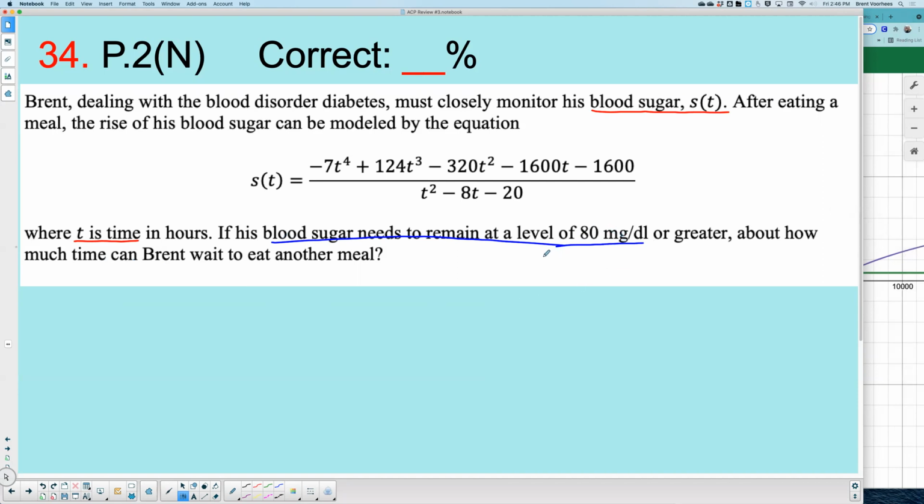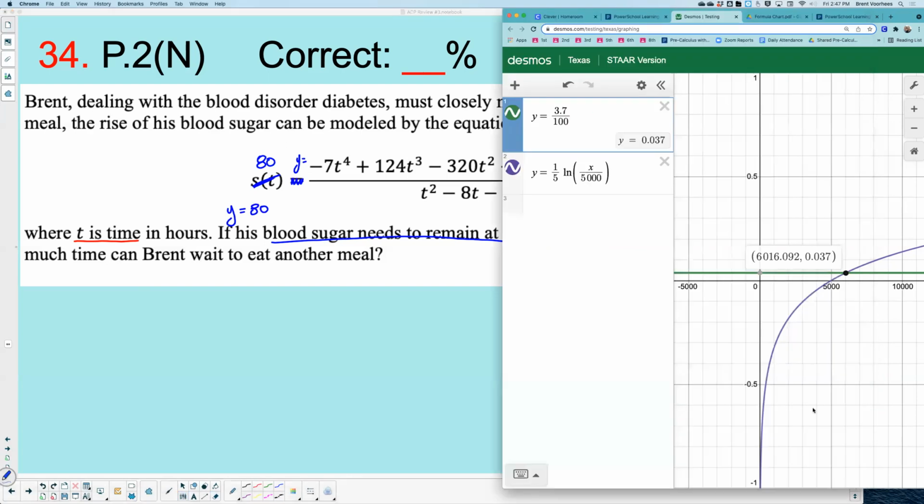Where does the 80 go if it's blood sugar? S of T. So we're going to say that S of T here is 80. And honestly, this is supposed to be 80 is greater than or equal to. But I don't know if Desmos will cooperate the same way, or I don't know exactly how to do it. I can play around with it. But either way, I'm going to separate this as y equals 80, and then y equals all of that over there. So let's go do this problem.